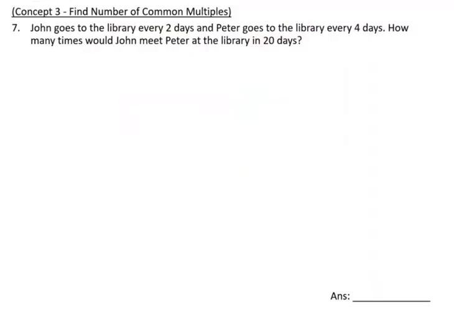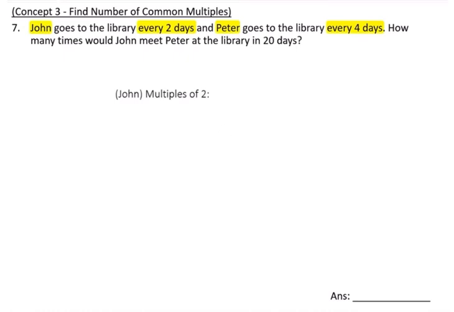Moving to question number 7. Okay, finding the number of common multiples. So John goes to the library every 2 days. Peter goes to the library every 4 days. How many times will John meet Peter at the library in 20 days? So you know that John goes every 2 days, which means he's going in terms of multiples of 2. But Peter's days are counted in multiples of 4. Okay, so let's count John first.